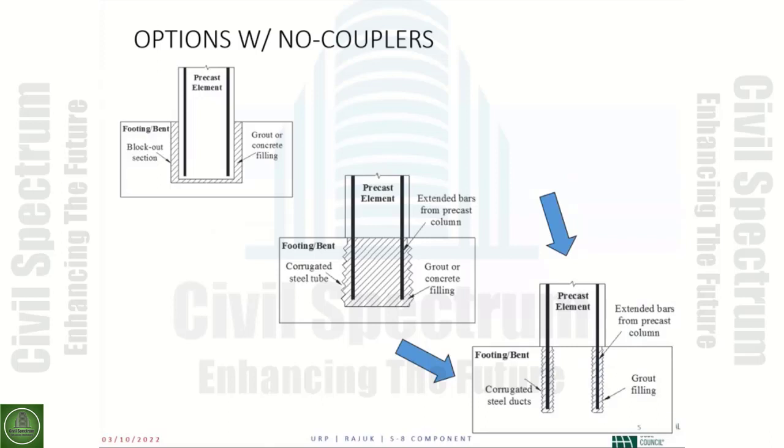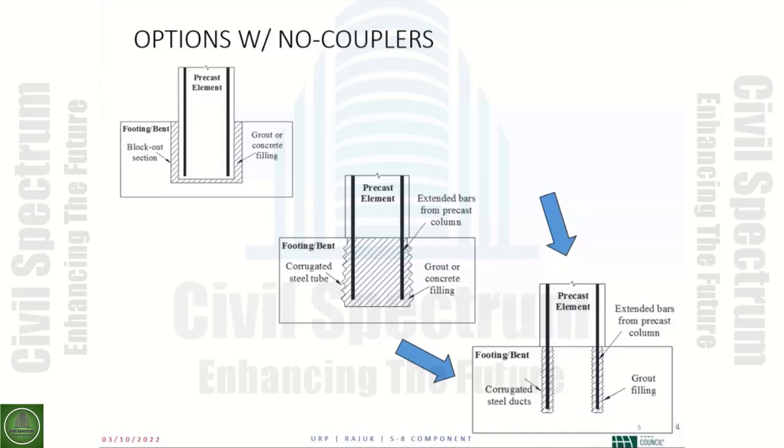Now, there are options to connect prefabricated columns, let's say, to footings. In the upper left, you see a precast column that is put into an opening inside the footing, and the space between the two is filled with grout. If you look at the middle picture, you will see that there's a precast column. However, at the bottom, it has extended bars that are not within the precast column. These extended bars are placed into an opening in the footing. Then the space is filled with concrete, typically.